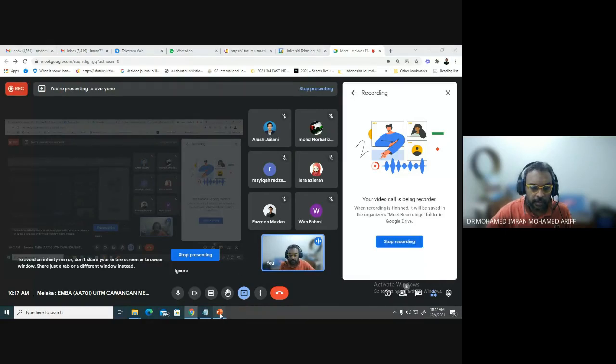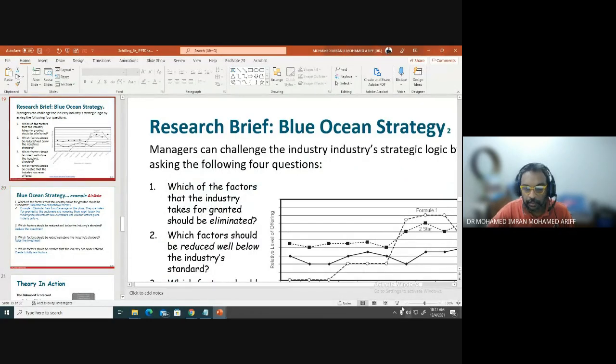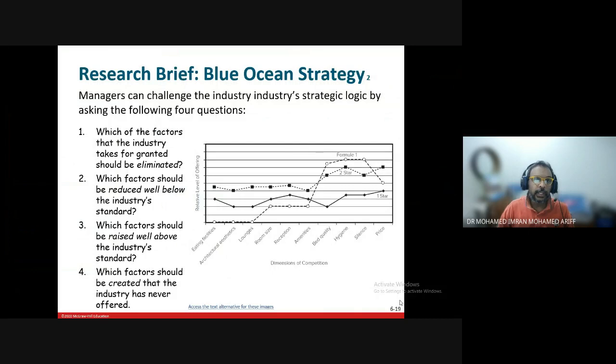All right, before we went for our break just now, we talked about blue ocean strategy. In blue ocean strategy, there are 4 important points that you need to answer, not you as in the organization or the managers. Among these 4 questions, the first is which of the factors that the industry takes for granted should be eliminated. Industry bermaksud not your organization, but the overall industry.